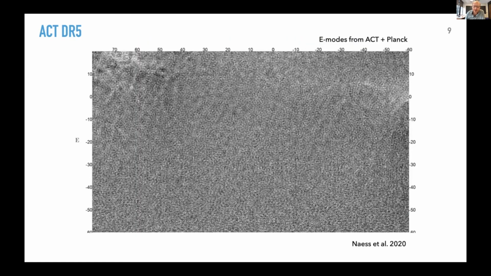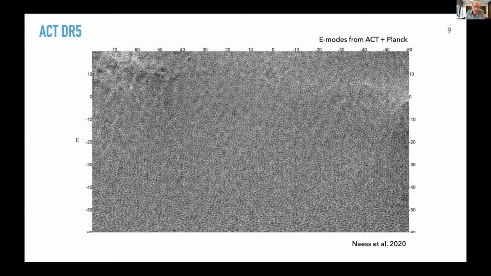One other plot here showing over a fairly large part of our patch the E mode map. Again, this is Planck and ACT, but it shows you, even though this might look like noise on Zoom, I can assure you these are all pretty high signal-to-noise modes that we're measuring all over the sky. You can see by eye.